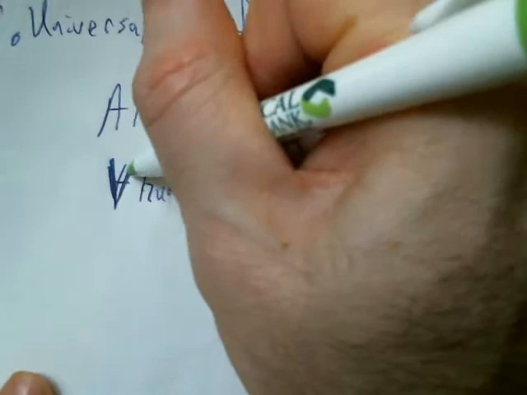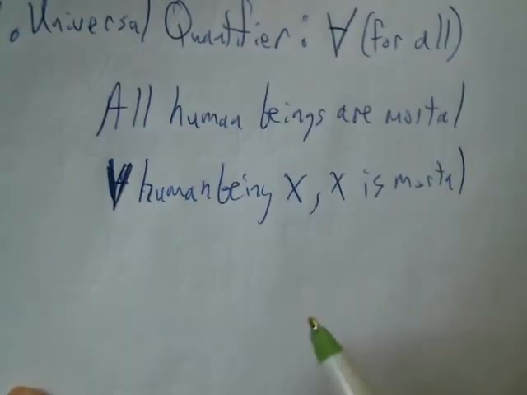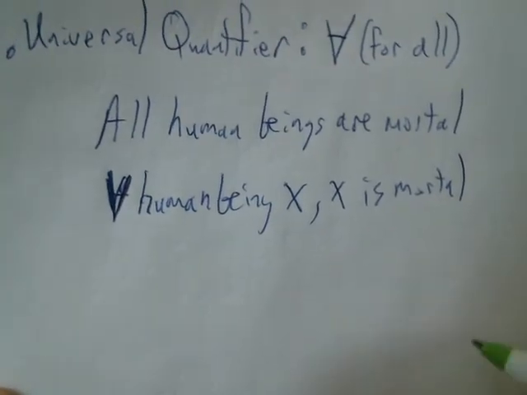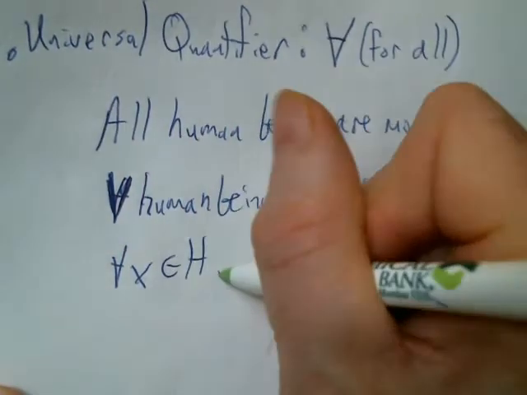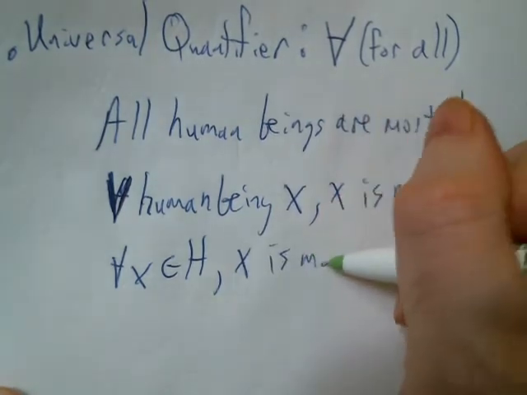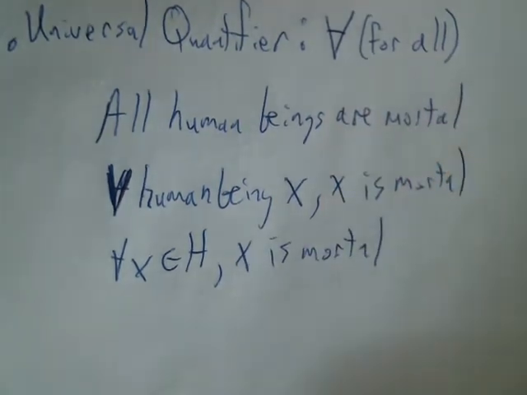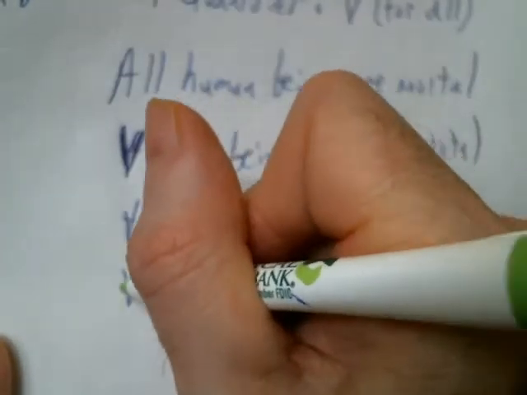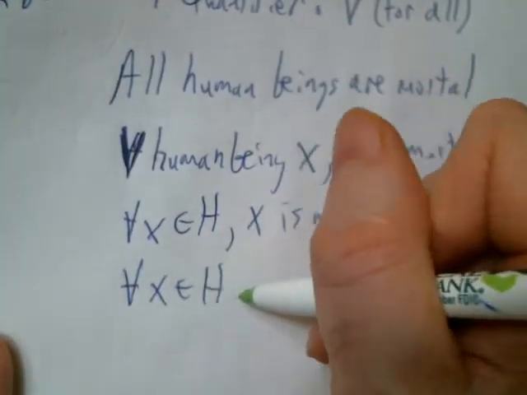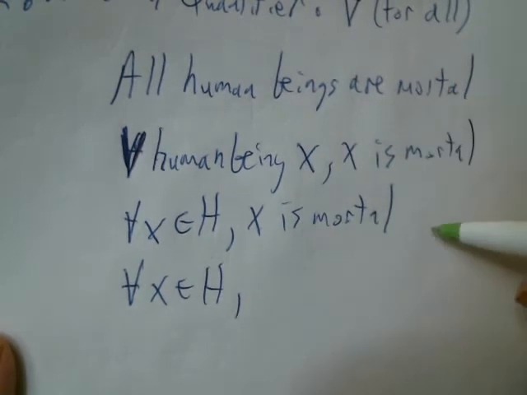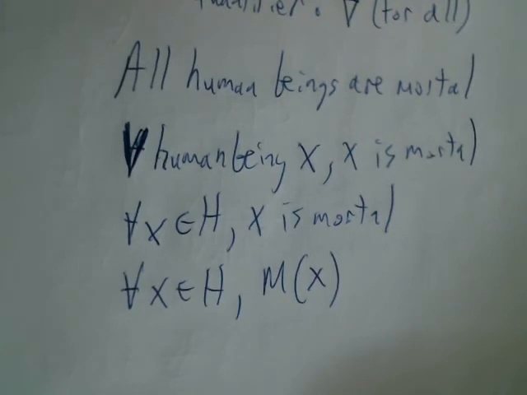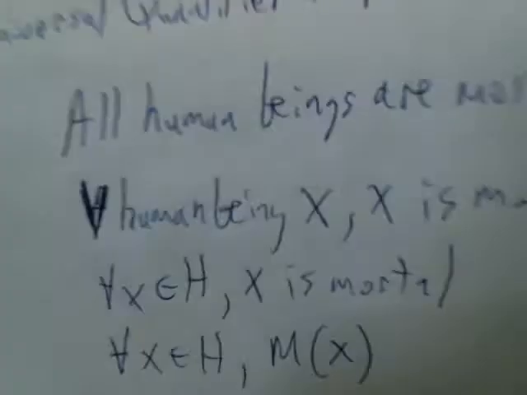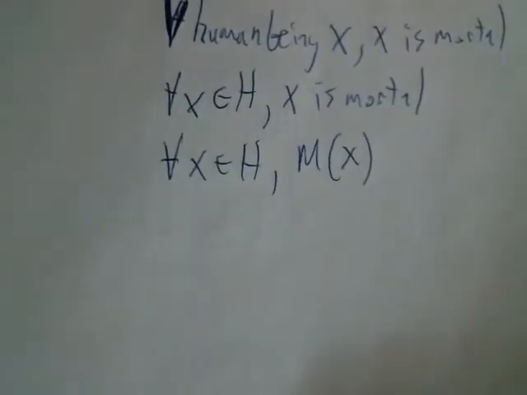And we're going to make it more and more symbolic. The hope is, again, we could just plug all this into a computer and the computer can do the thinking for us. So we'll say for all x in H, x is mortal. And then you could probably go even further and say for all x in H, and then just write the predicate M of x. So M for mortal.